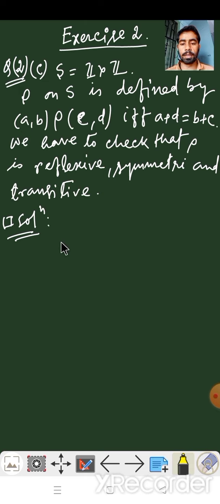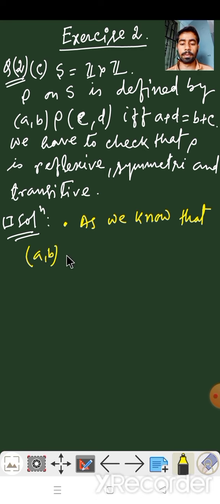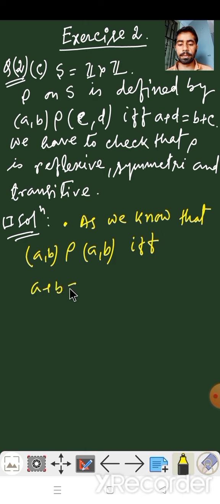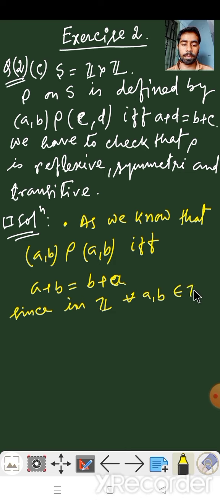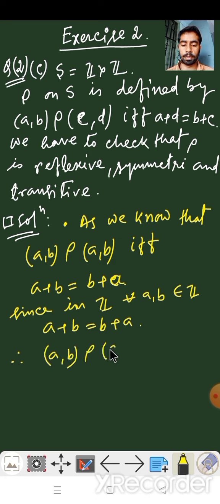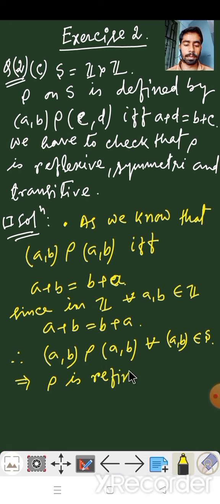As we know that AB will be related to AB if and only if A plus B equals B plus A. Since in Z, for all A, B belonging to Z, A plus B equals B plus A, therefore we can say that the ordered pair AB is always related to the ordered pair AB for all individual ordered pairs AB in S, which implies that rho is reflexive.